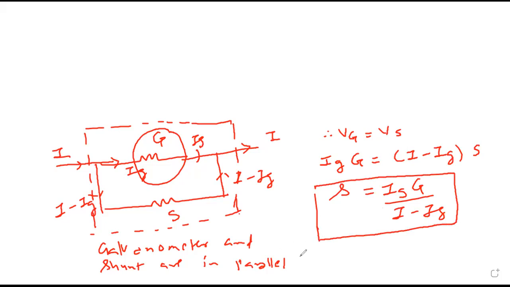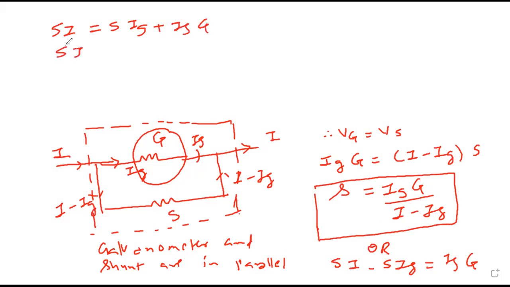So with this formula, we can find the value of shunt. But we will not remember it in this form. I will modify it and that form we will remember. Modification is like this. SI minus SIg equals Ig into G. So SI is SIg plus Ig into G. That means SI is Ig into (S plus G). So this will give you S upon S plus G is Ig upon I.